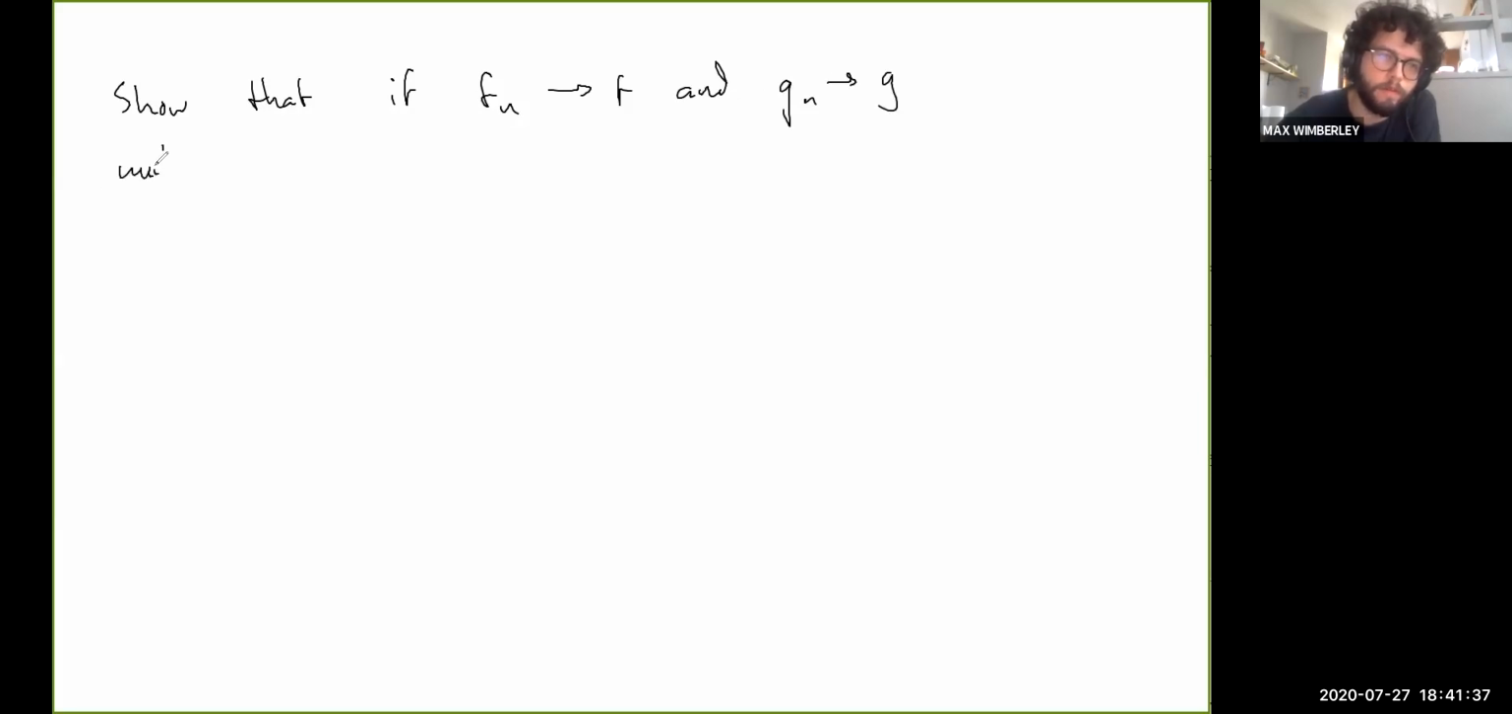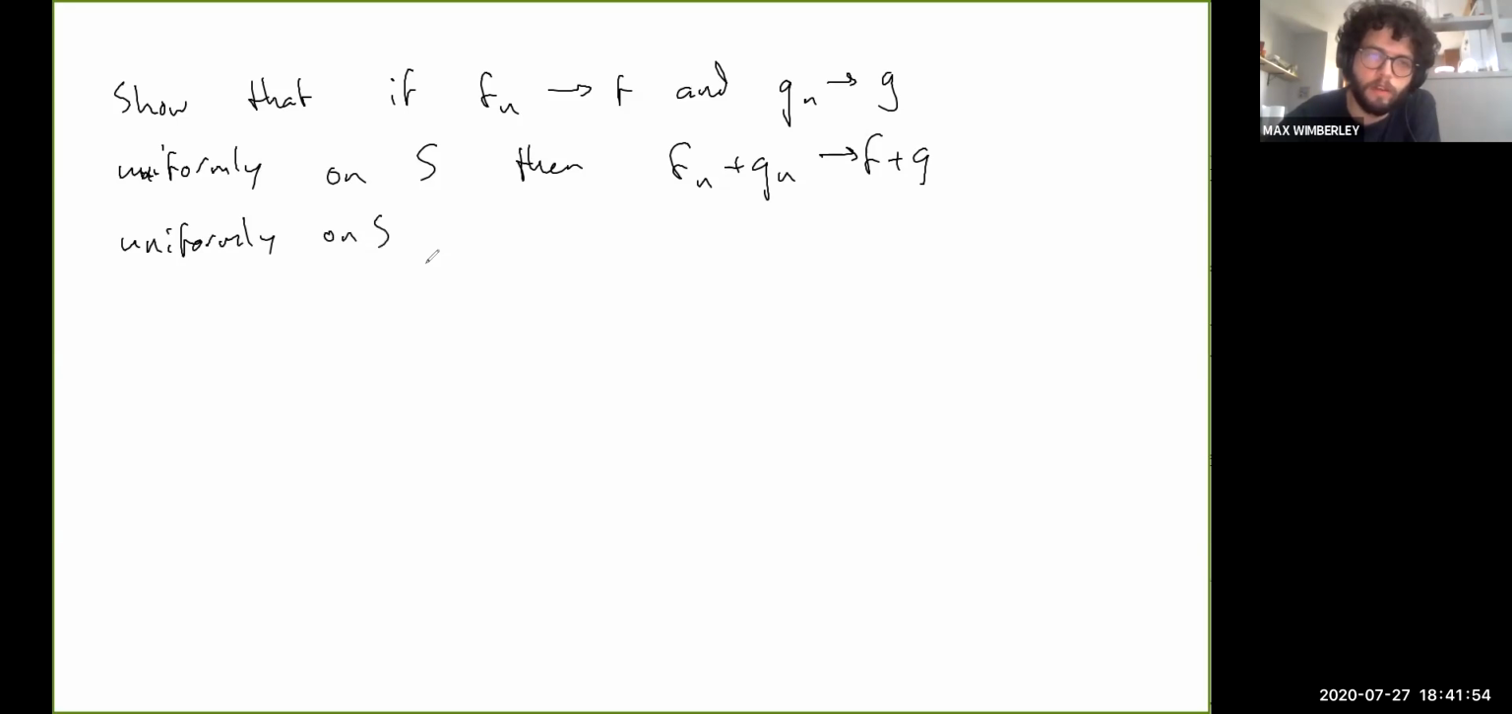Yeah, so maybe this. Show that if fn converges to f and gn converges to g uniformly on S, then fn plus gn converges to f plus g uniformly on S, but not necessarily. So these are two separate things.